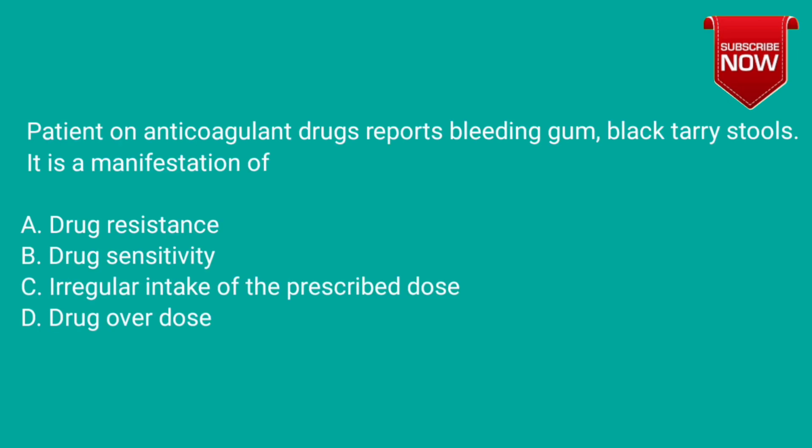A patient on anticoagulant drugs reports bleeding gums and black tarry stools. It is a manifestation of option A drug resistance, option B drug sensitivity, option C irregular intake of prescribed dose, option D drug overdose. The correct answer is option D drug overdose.